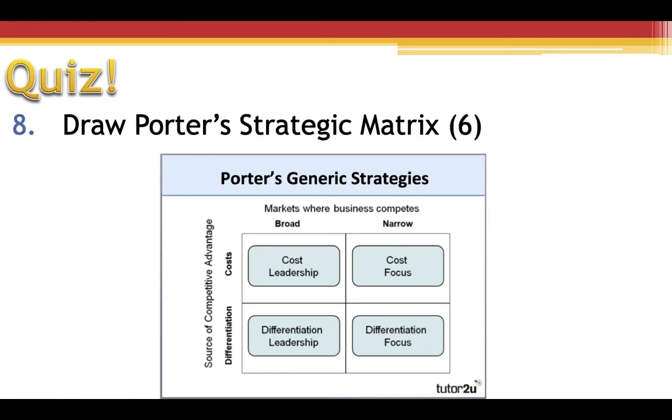Okay, 8. Porter's matrix looks like this. Either way you've done it, you need to have them in the right space. So we can have mass and narrow, or broad and narrow, from this one that I've stolen from Tutor2u. And then you can have cost or differentiation. So if you're mass market and the cheapest, you're the cost leader. If you're niche and the cheapest, you've got to focus on costs. So you're deliberately niche, but you're the cheapest in that niche market.